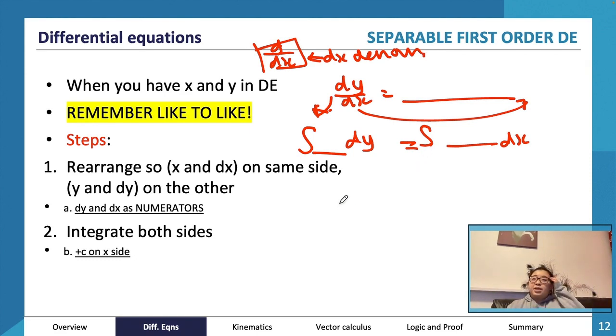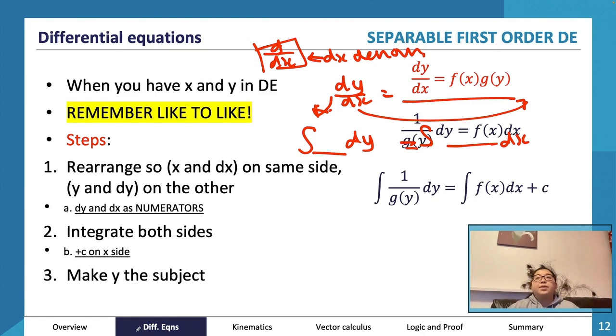In terms of integration, it's actually the numerator instead. Then what you're going to do is integrate both sides as per normal, because you have your function in terms of y and your function in terms of x. And you can put the plus c on the x side. Then you can make y the subject to rearrange and get your function down. Cool. Alright, let's clear that screen.